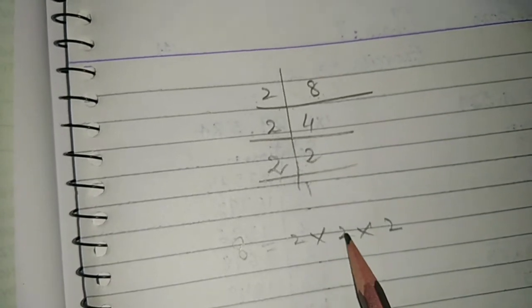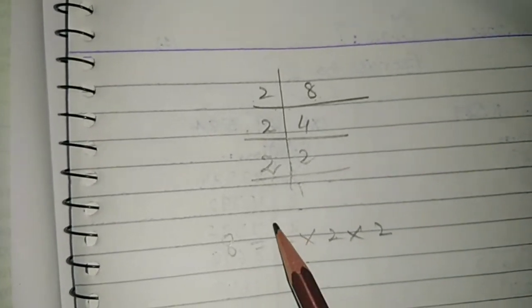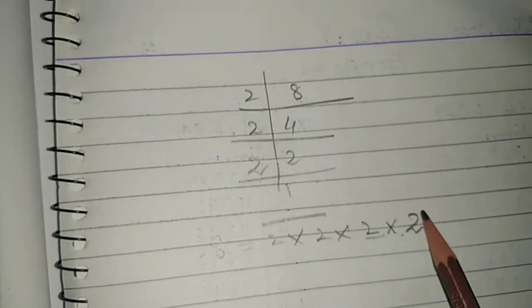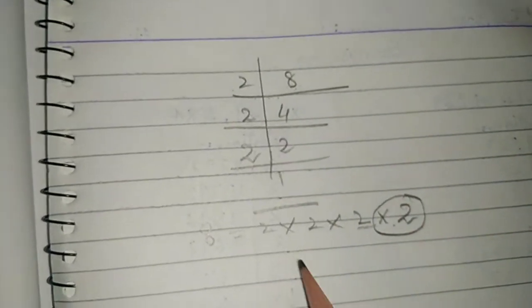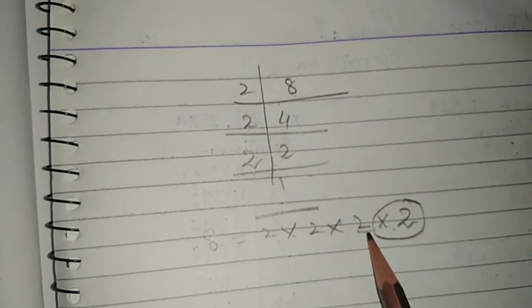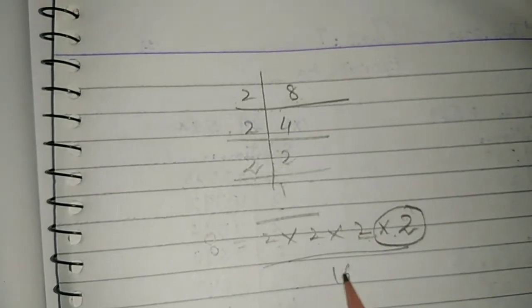Now we have to make the pairs of these factors. Now this factor is incomplete. So there should be another 2 to make them a perfect square. So we have to multiply by 2 to make 8 a perfect square. Now 2 2s are 4, 4 2s are 8 and 8 2s are 16. Now 16 is the perfect square.